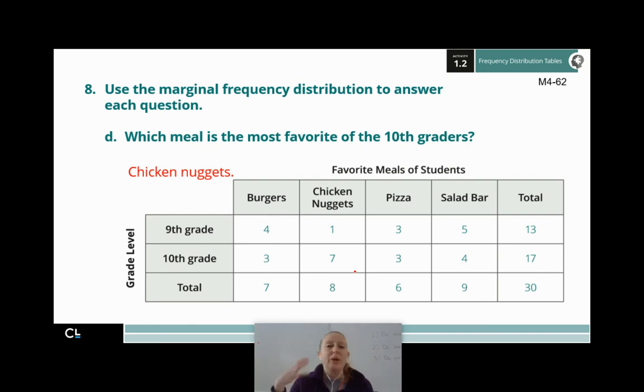Awesome. So I love this marginal frequency distribution table. Super easy to answer a whole bunch of questions. Much easier than the original data where the original data was recorded. So it's just great. We have it organized. We can easily answer questions about it now.